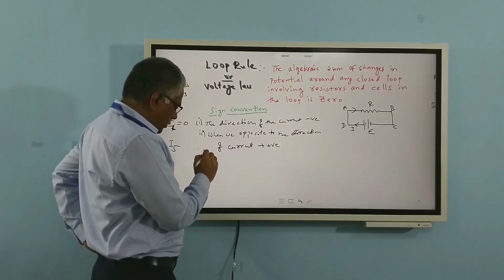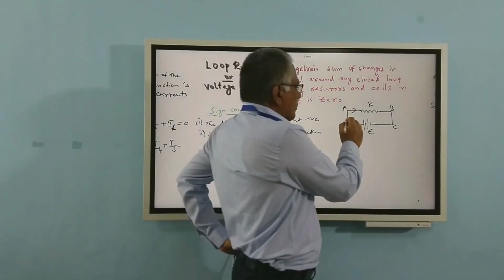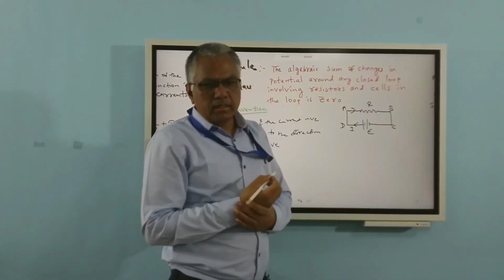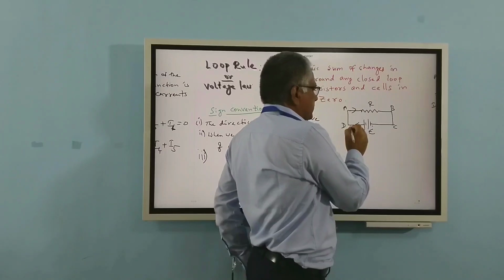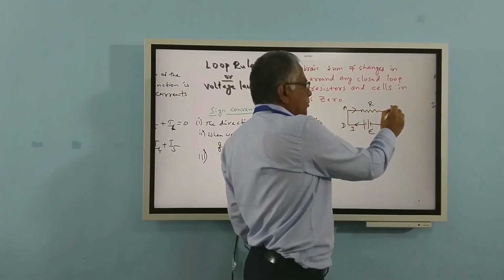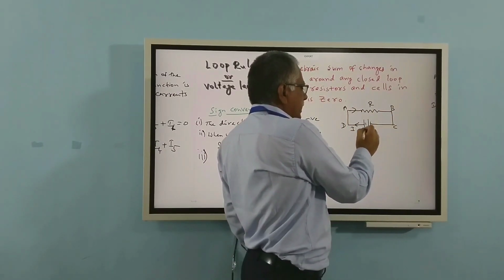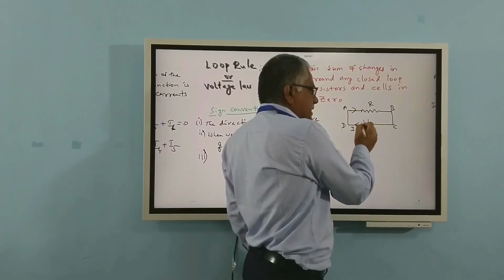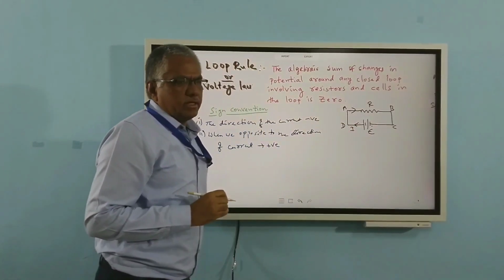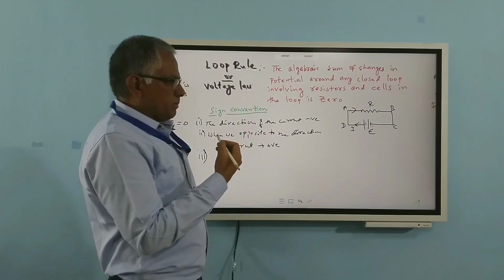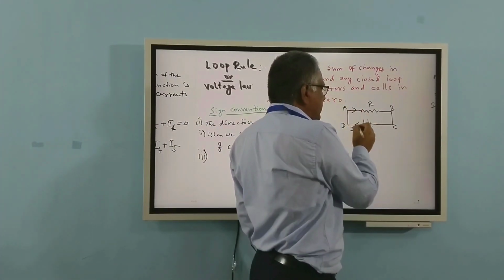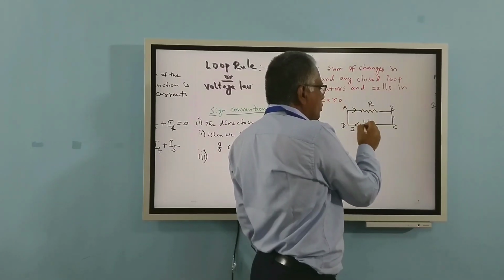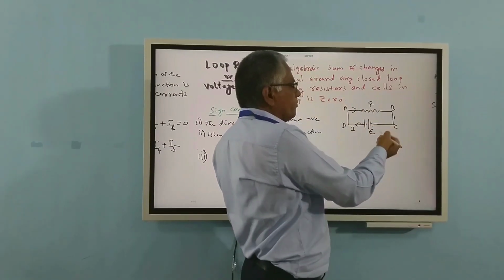Next, the third one. When you move inside the cell or the battery, from the negative to positive, suppose I start from D to A, A to B, B to C, C to E, and E to D, if I move from negative to positive, then we have to take the EMF as positive. And when you move from positive to negative, suppose A, B, E, C, B, A, I move positive to negative, we must take it as negative.